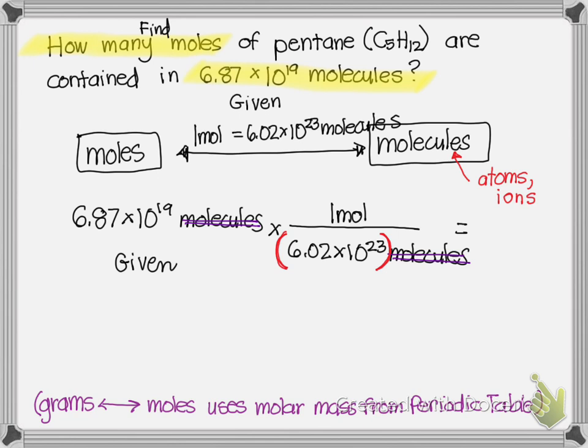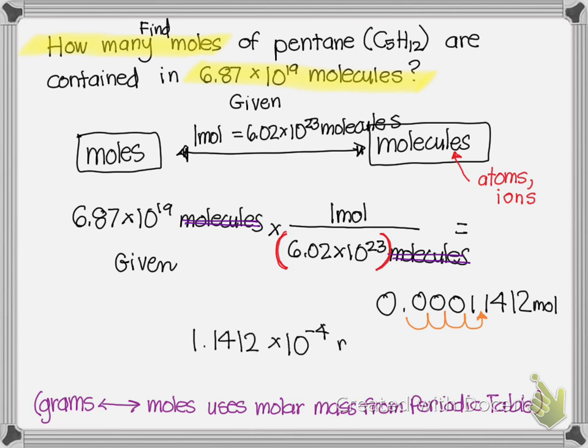And I get the number 0.000111412 moles. Now, at the current recording of this, the homework problem wants the answer to be written in scientific notation. So I'm going to move the decimal 1, 2, 3, 4 places to the right, which means it's a negative exponent. So that would be 1.1412 times 10 to the negative 4 moles.